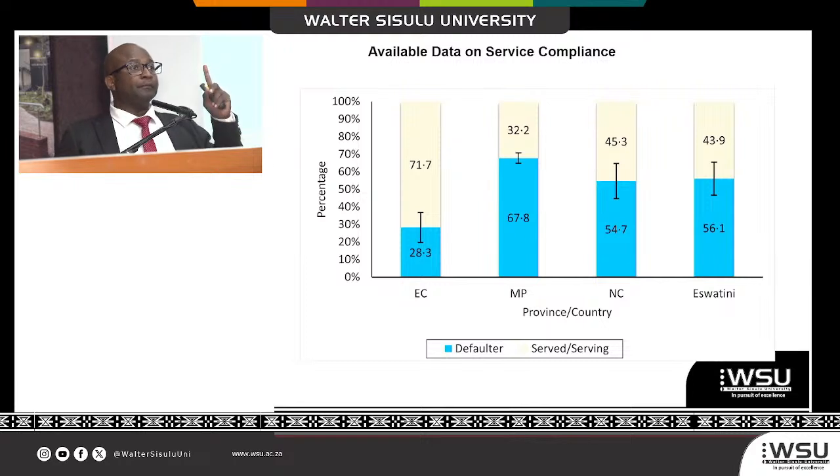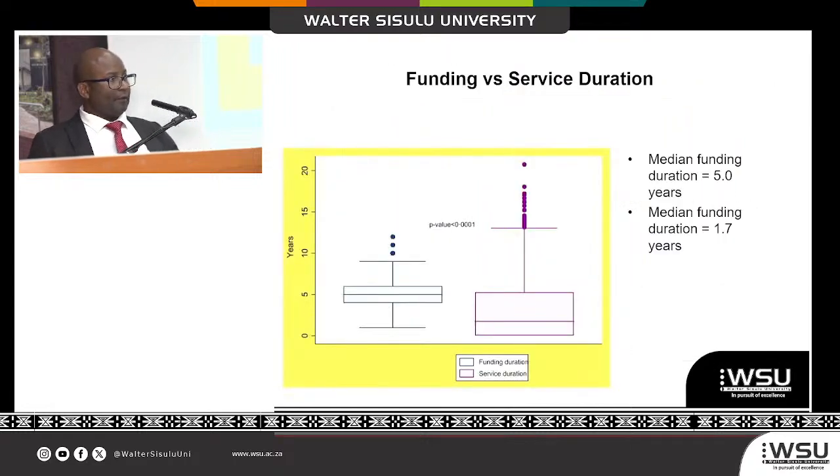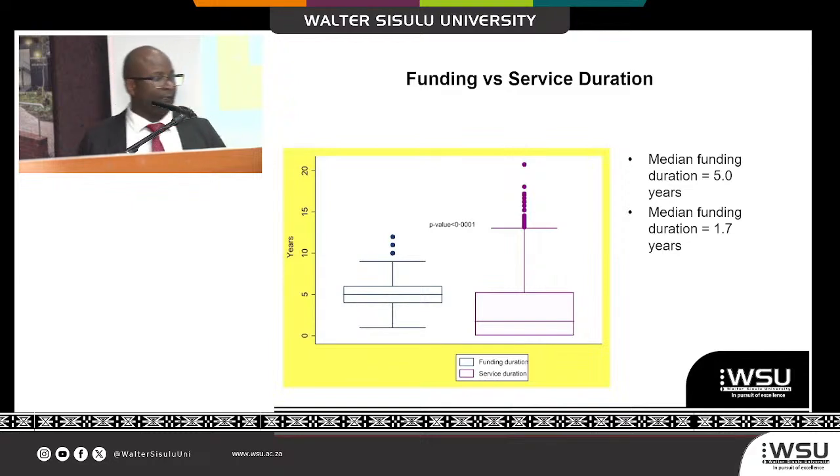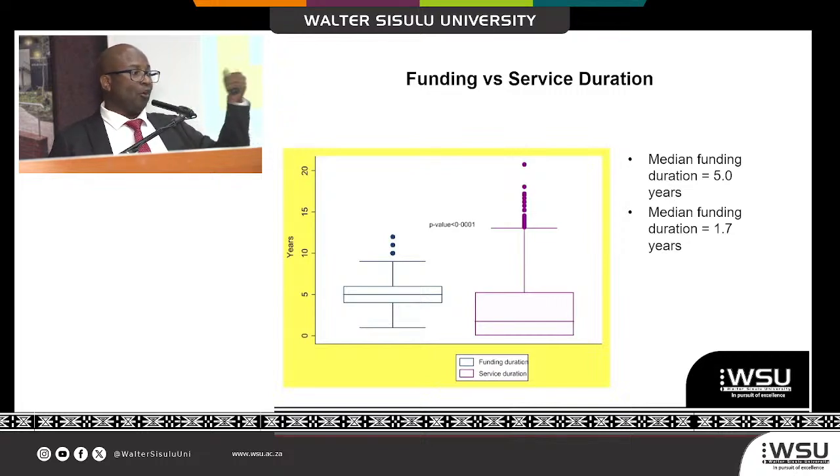The little that we had on service compliance was that there was a high defaulter rate generally between the units that we assessed. Where you would ordinarily expect an almost equal duration of the funding period and the service duration, or if anything, the service duration should be longer. But by far, people were funded for long, about 5 years, and they only gave back less than 2 years. That's more than 50% of them.